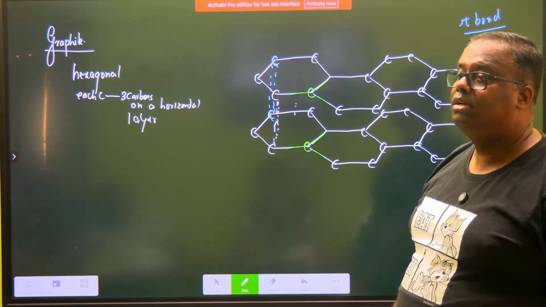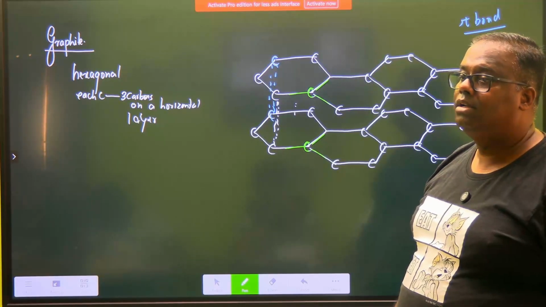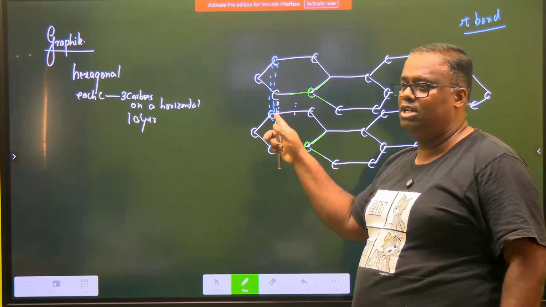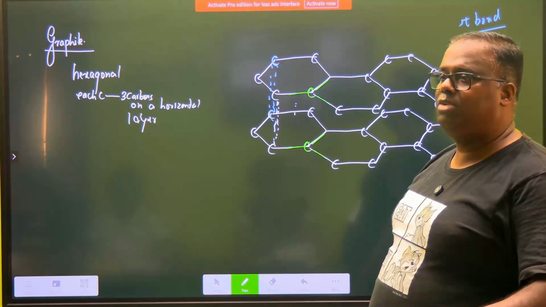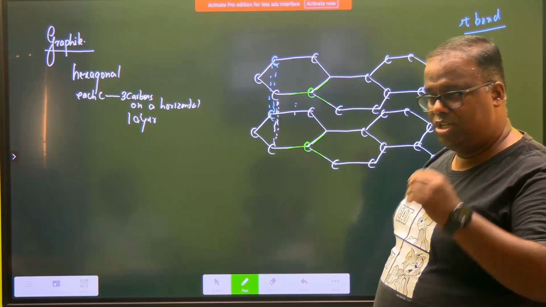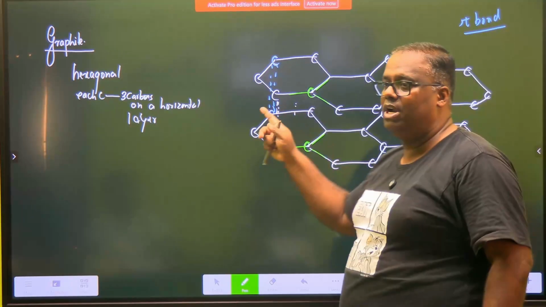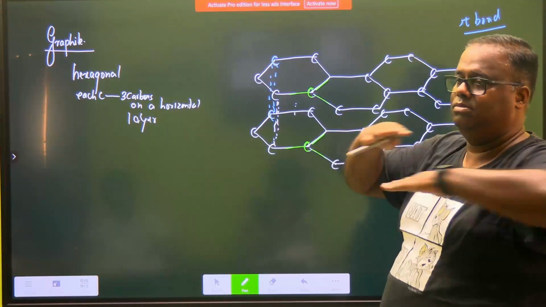Which one? There, this bond is not strong, as I told you. This bond is a weak bond. This bond is so weak that it will keep the layers together, but this electron is not paired. Otherwise, it won't allow you to.